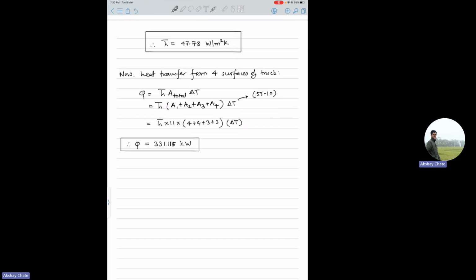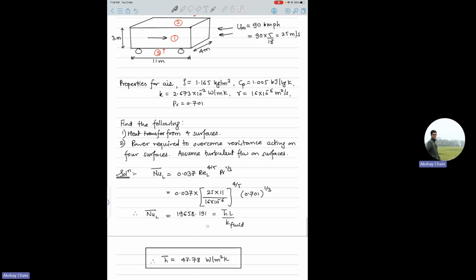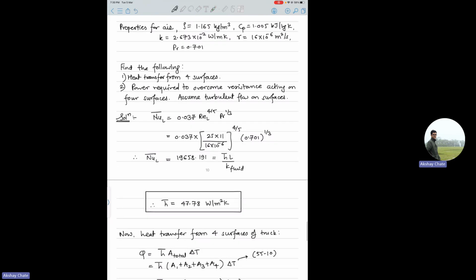Now coming to the second part. So see, what they are asking in the second part is you need to find the power required to overcome the resistance acting on 4 surfaces. So when they say resistance acting on 4 surfaces, they are talking about the drag resistance, right? Because when the vehicle moves in air, air will try to stop it, because of its viscosity, and that is what results in the drag on those 4 surfaces, which are parallel to the flow of the air on the surface.